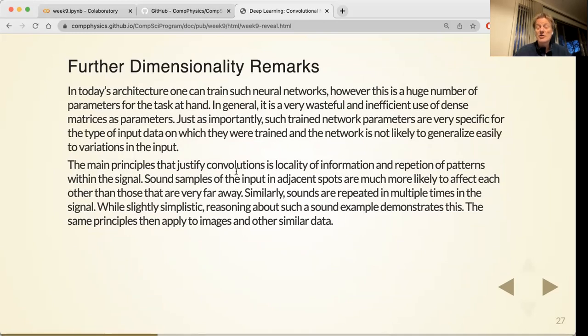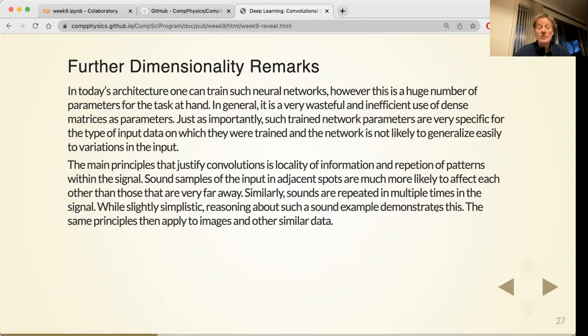The main principle that justifies convolution is locality of information and repetition of patterns within the signal. Sound samples of the input in adjacent spots are much more likely to affect each other than those far away. Looking again at the example with houses, you would have windows, and the windows would normally not affect the color of the house. So you don't need to encode all the information about the colors of the house.